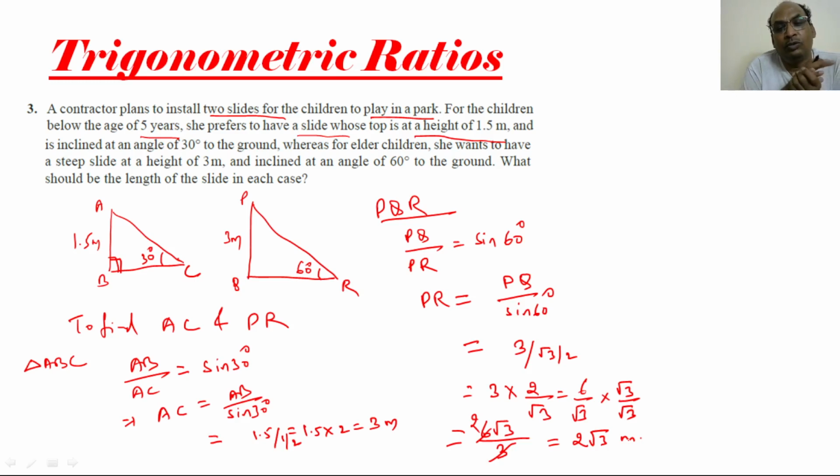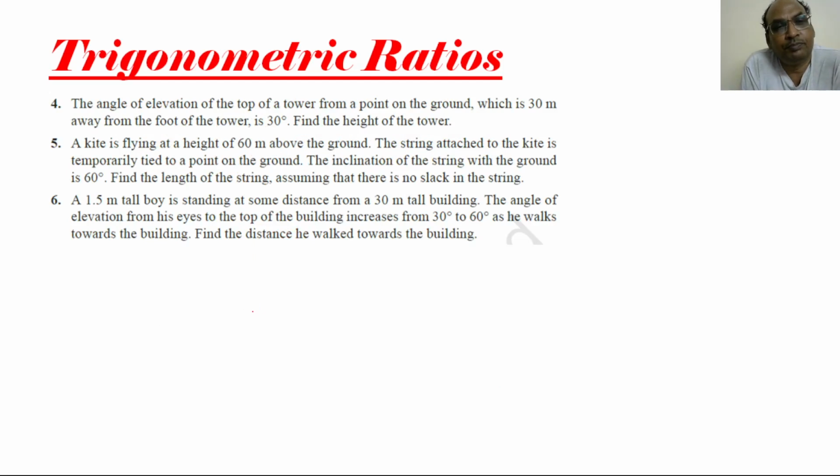Now PR also we found and AC also we found. So AC will be equal to 3 meter, and this will be 2 root 3 meter. If you want, we can multiply also 2 into 1.732, and that can also be the answer. No mistake in it. Full marks will be given to you. Okay.